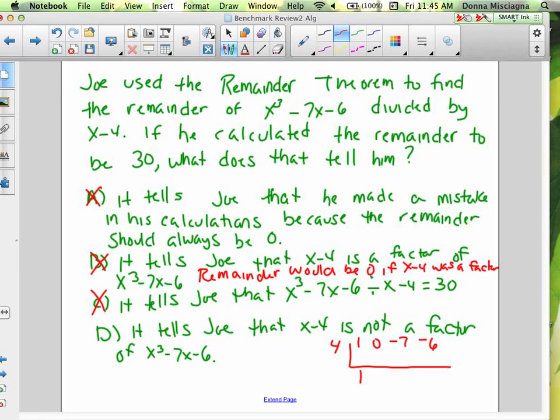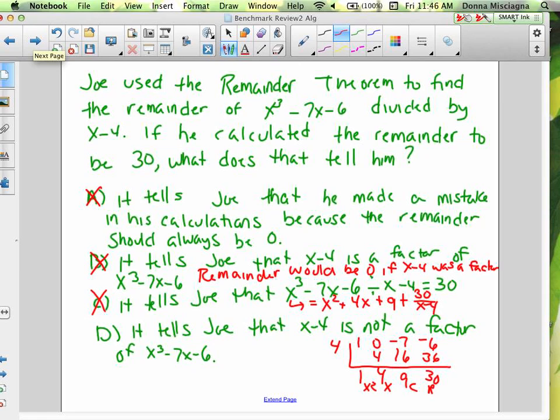Bring down the 1. 1 times 4 is 4. Add, we get 4. 4 times 4 is 16. Add, we get 9. 9 times 4 is 36. Add, we get 30. So when we divide, what we actually get is, this is the remainder, this is the constant, this is x, and this is x squared. So we get x squared plus 4x plus 9 plus 30 over x minus 4. That's what we get.